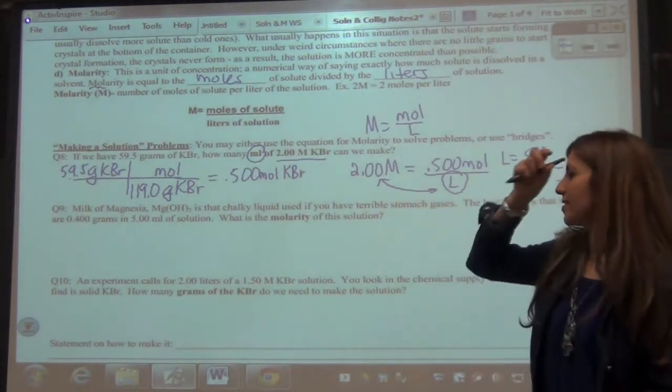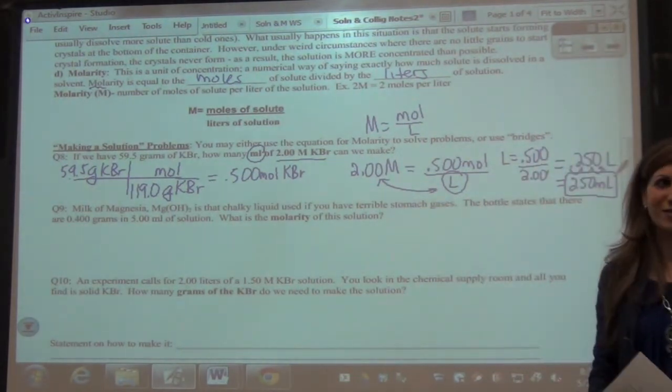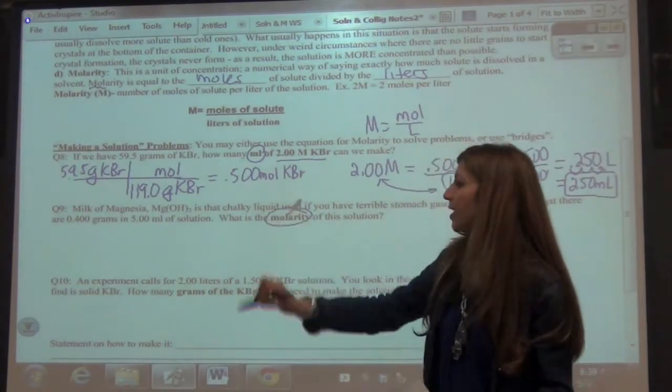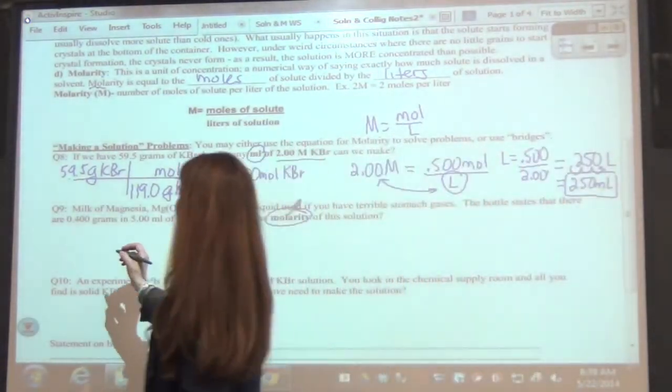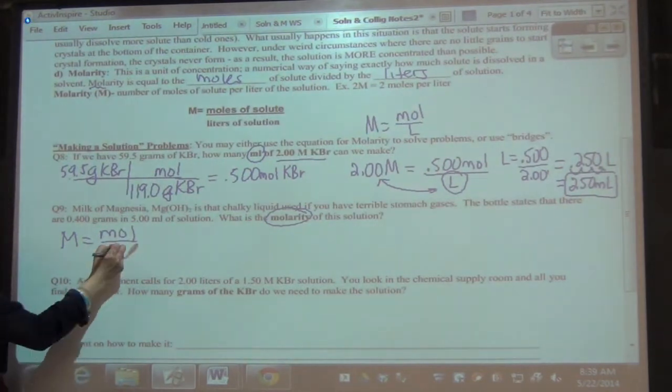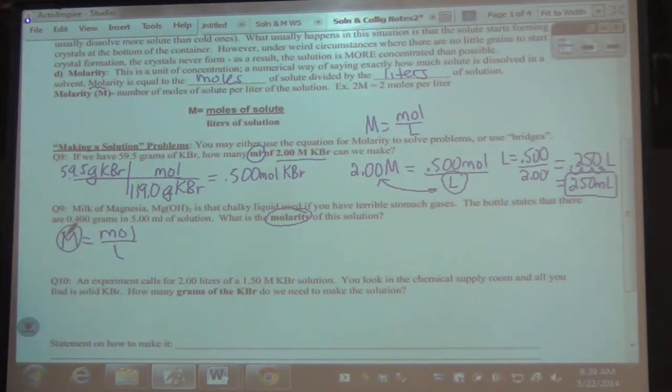Milk of magnesia is that chalky liquid used if you have terrible stomach gases. Sorry if you do. The bottle states that there are 0.4 grams in 5 milliliters of solution. What is the molarity? So what are we looking for now? It's big M equals moles over liters. What are we looking for? Big M. Awesome.